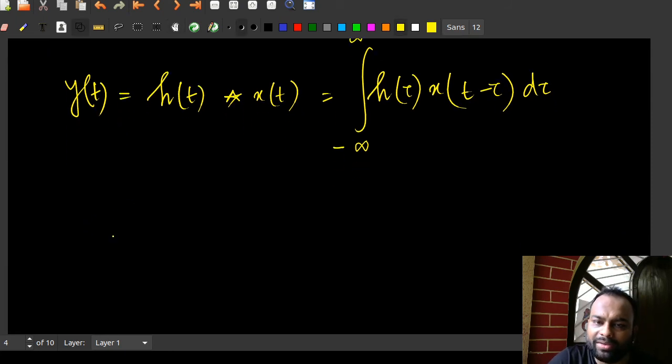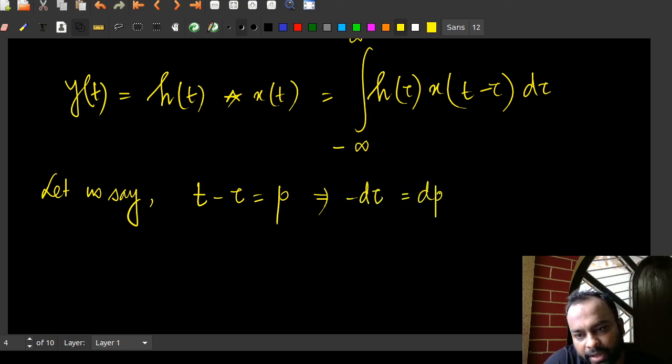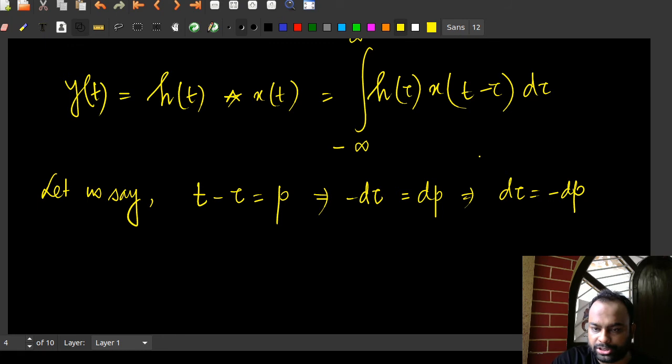Now let's do a simple variable substitution. Let us say t minus tau is equal to p. So minus d tau would be dp, that is, d tau is equal to minus dp. I'm doing a variable substitution in the formula for convolution because I want to prove a very important point here, which you need to understand very clearly.